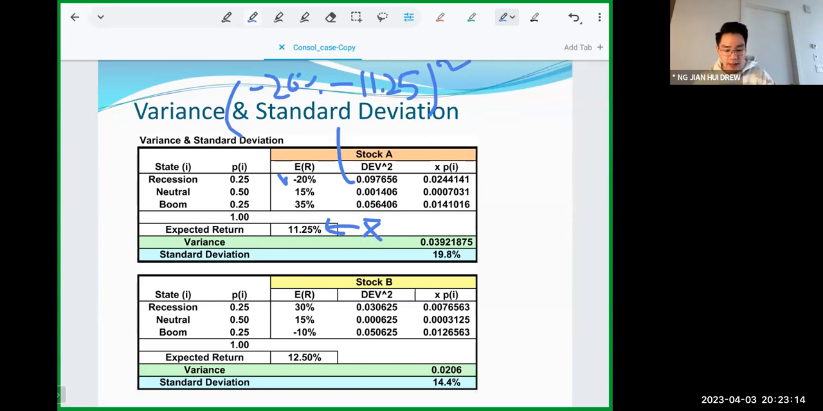Okay. Then after that, remember that's step 1. Step 2 is to multiply by the probability. This is step 2. And step 3 is to take the summation, right? Here's the summation, which is step 3.